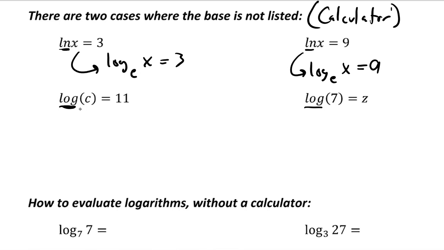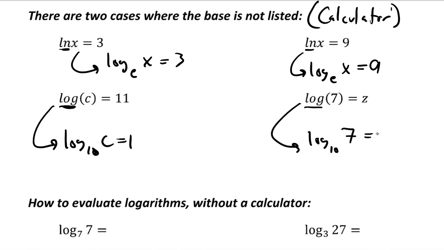And when there's not a base written, this is called a common log. That is assumed base 10. No base written, that's assumed base 10. So these two things are saying the same thing, and these two things are saying the same thing.